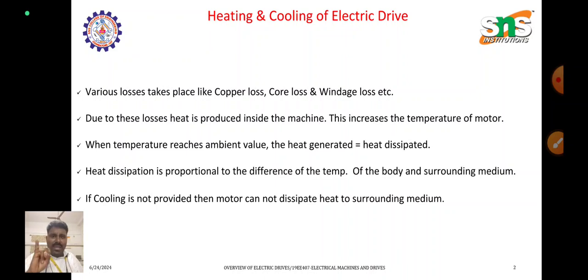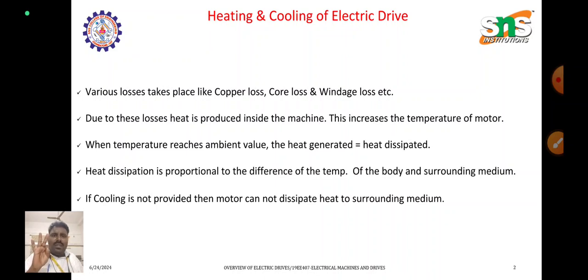The first point: during the operation of any electrical machine, various losses like copper loss, core loss, windage losses, etc. are produced. Because of the production of various losses, heat is produced inside the machine. Because of the production of heat, the temperature of the motor increases.